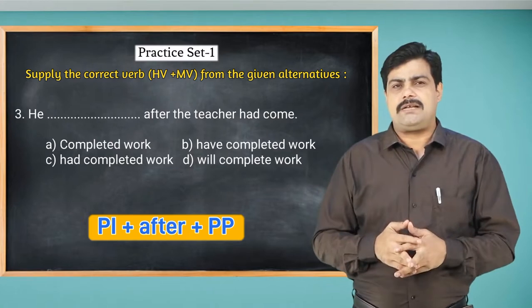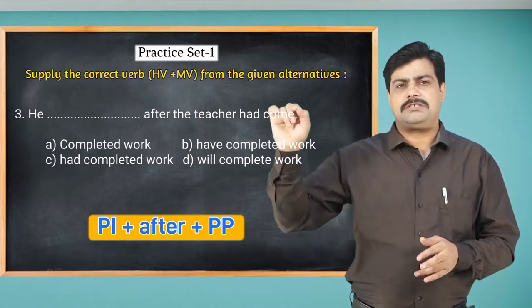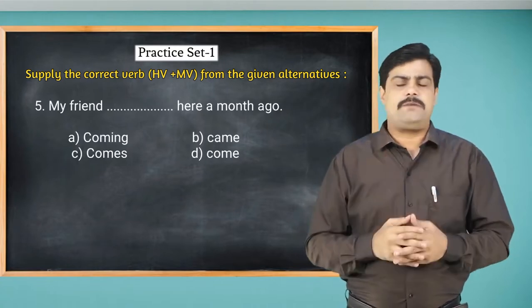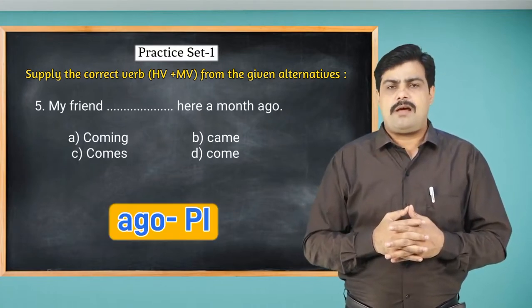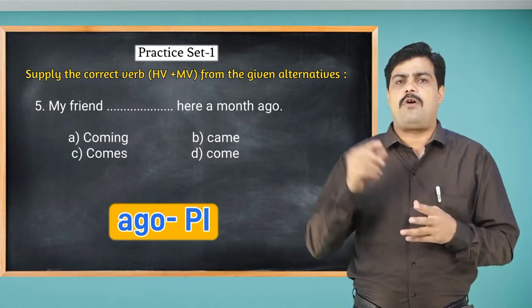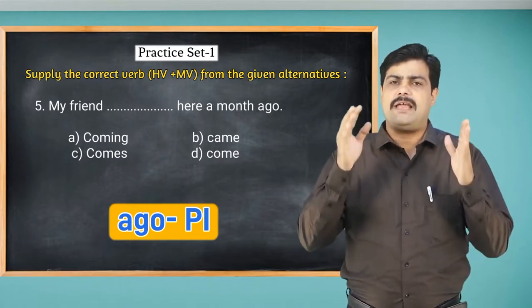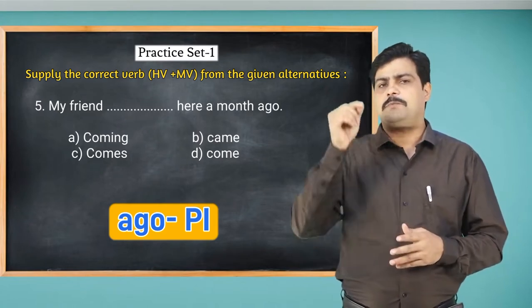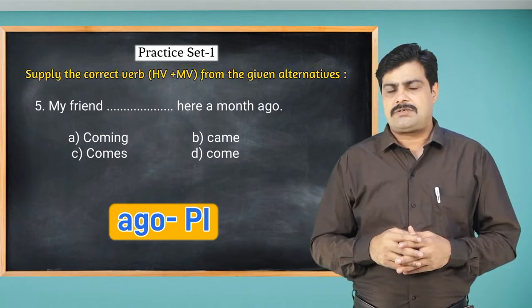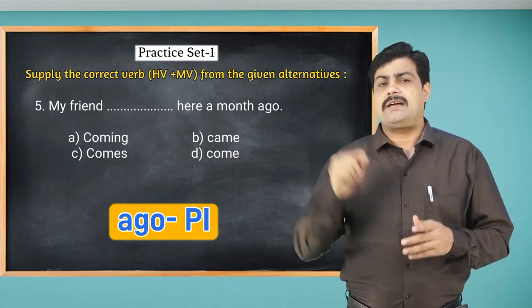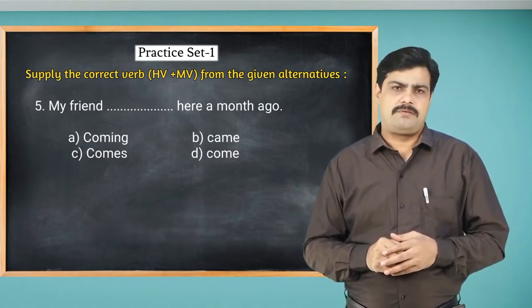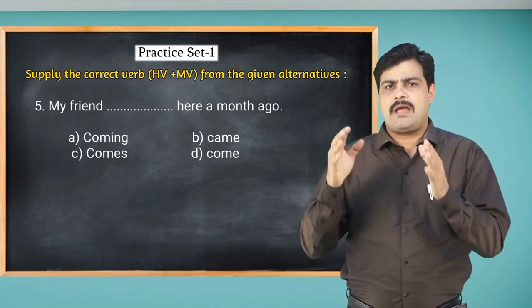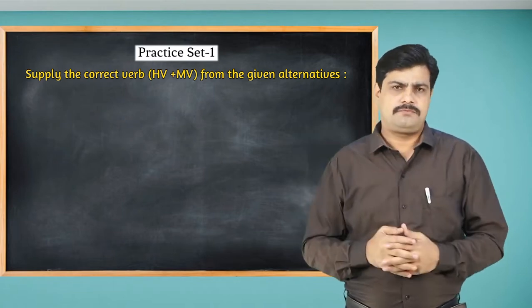Let's take another sentence: My friend dash here a month ago. Now you know that in the previous video lecture, we learned that some words are always used in past indefinite tense, and ago is one of them. So use past indefinite tense. So option B is right, came, second form of the verb. Now the correct sentence would be: My friend came here a month ago.